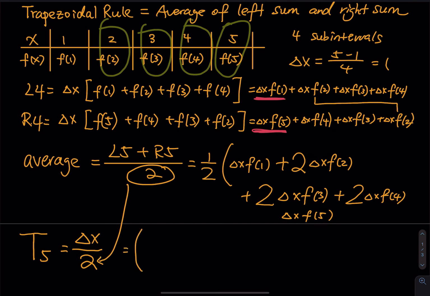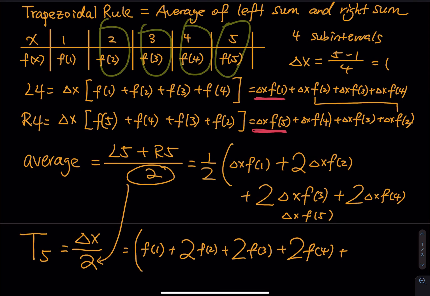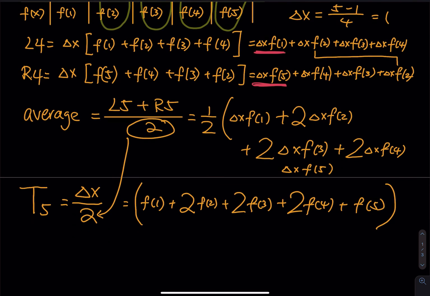That equal to f of 1 plus 2 times f of 2 plus 2 times f of 3, and then 2 f of 4, and then last but not least, f of 5, no 2. So that is how you do the trapezoidal rule. And then what is the sum equal to?